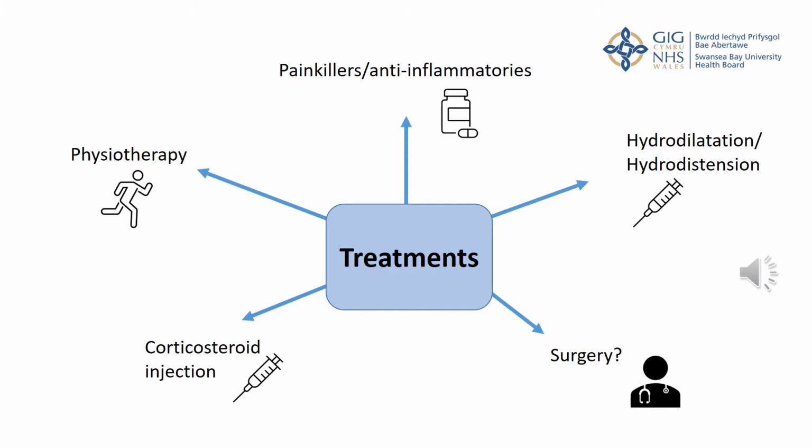Occasionally, more invasive treatments are required if there is difficulty with managing the problem with conservative treatments. These can include corticosteroid injection to the glenohumeral joint, hydrodilatation procedure, and in some circumstances surgery involving manipulation under anaesthetic and a capsular release.